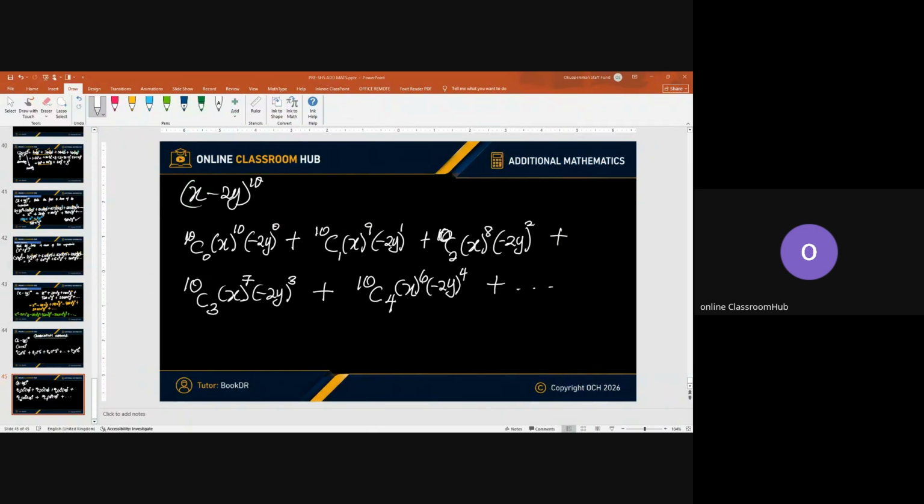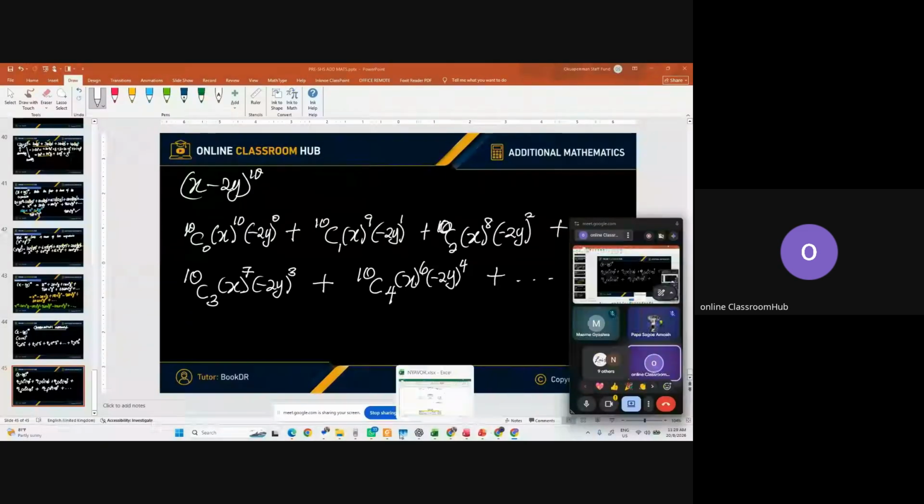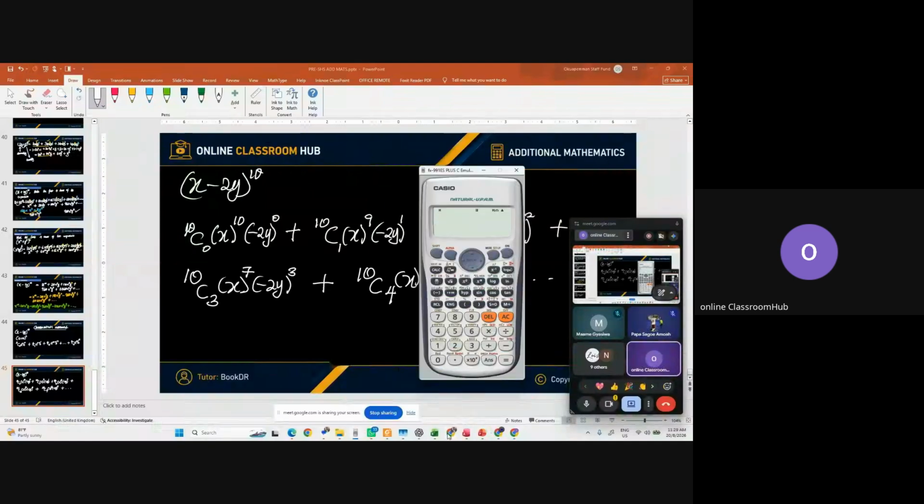Now, the next thing is to learn how to find the values of these combinations using our calculator. So I am going to exit this screen, or let me even share the entire screen so that you can see it. Can you see my screen at the same time, the calculator? Yes, sir.